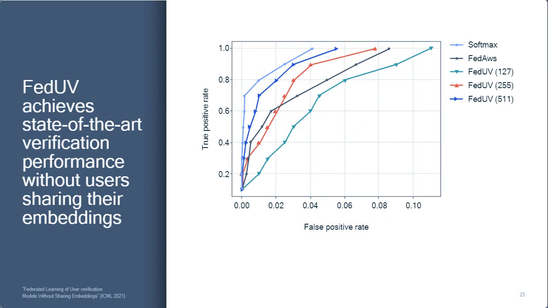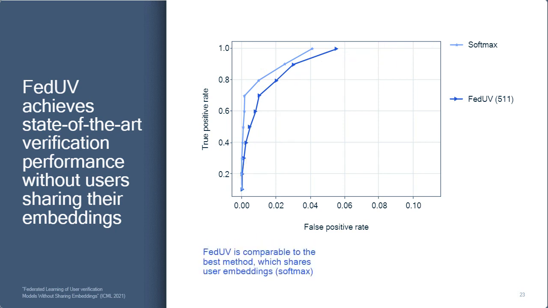And so what we're able to achieve in what we call FedUV, which is what was in our paper earlier, is that we can have state-of-the-art verification performance against some other methods that are in literature. Let me walk you through this plot.